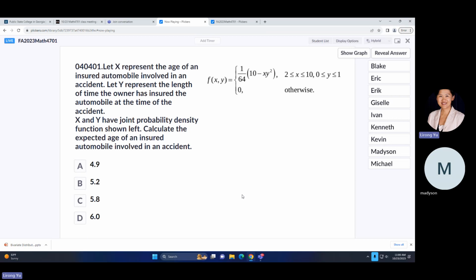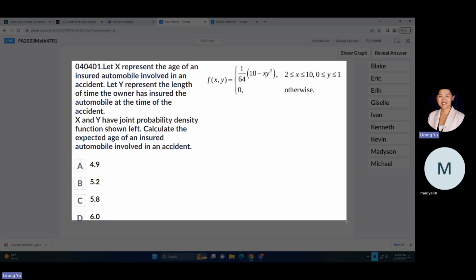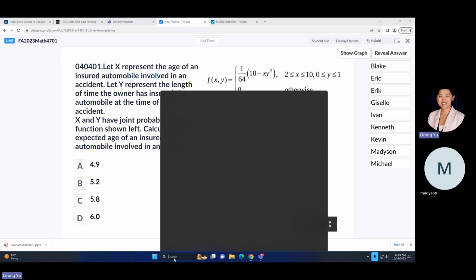All right, so the density is given. We are trying to calculate the expected age of an insured automobile involved in the car accident. So we're really calculating the expectation of X. See, X represents the age of the automobile, Y represents the length of time the owner has insured the car. So we're really calculating E of X here, to keep track of what we intend to calculate, so we're on track.